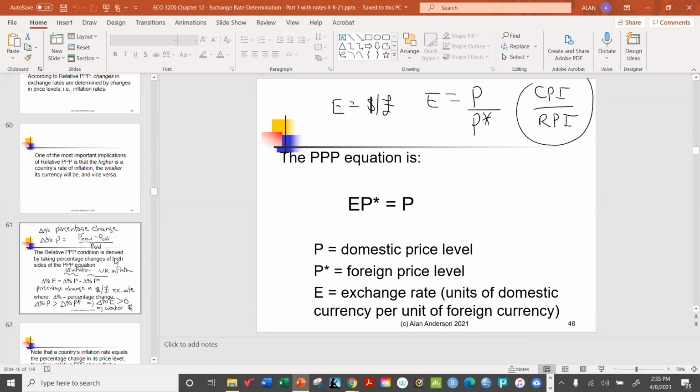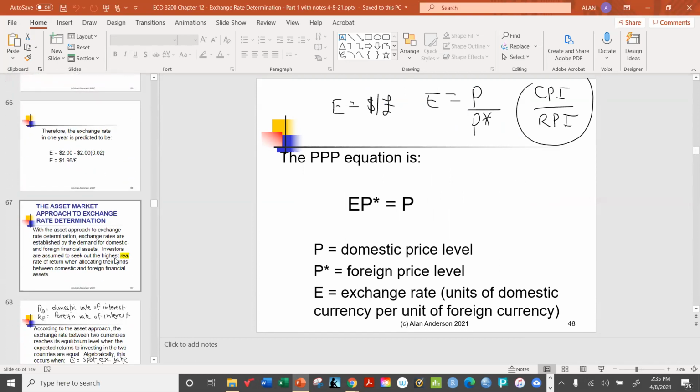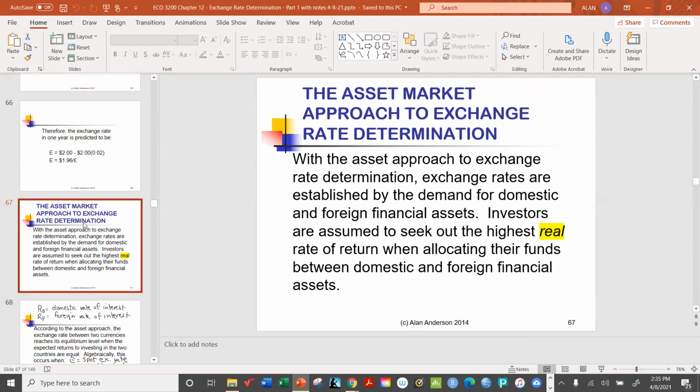So we also looked at, oh, I guess that was it. So now we're ready for this asset market approach. What's different here is that we're now looking at the short run again. So remember, in the long run, we're assuming that exchange rates are primarily determined by the attractiveness of a country's goods and services, including their prices.